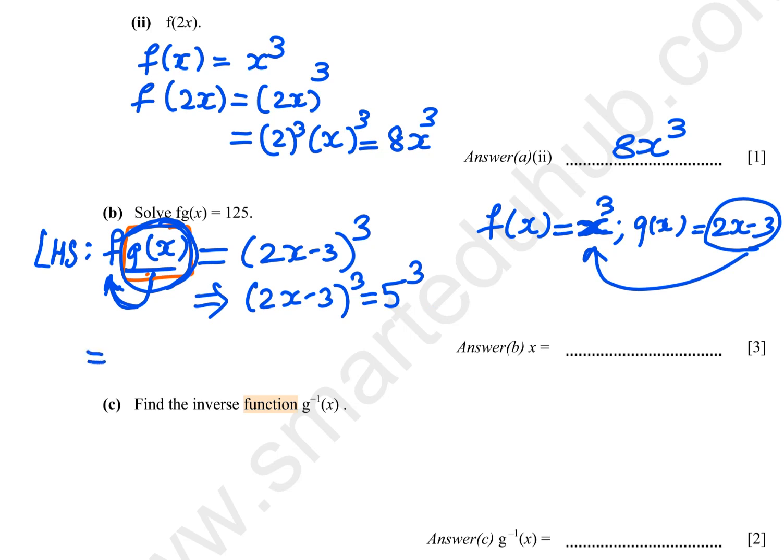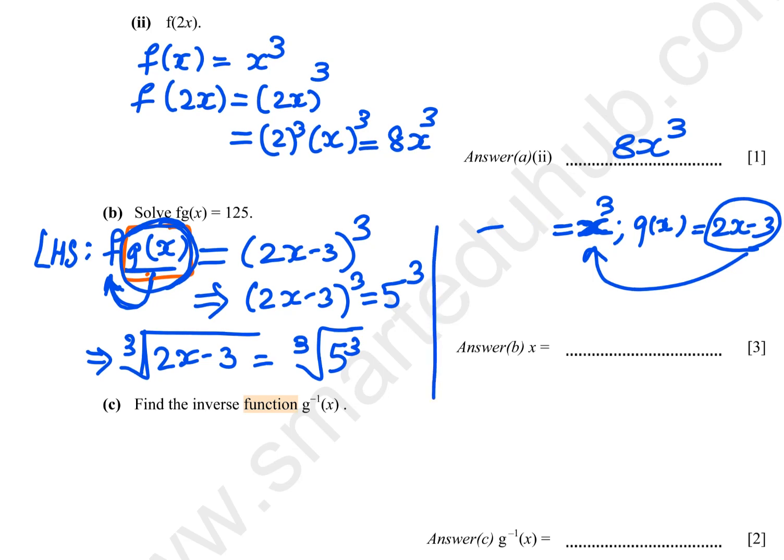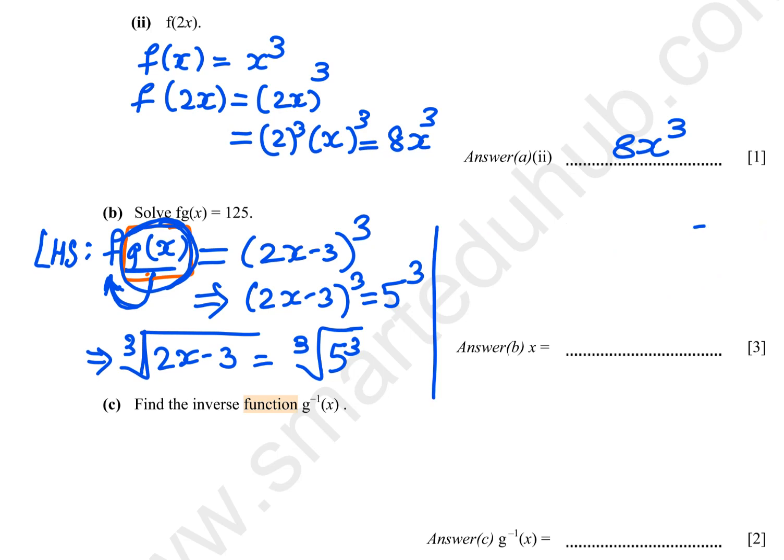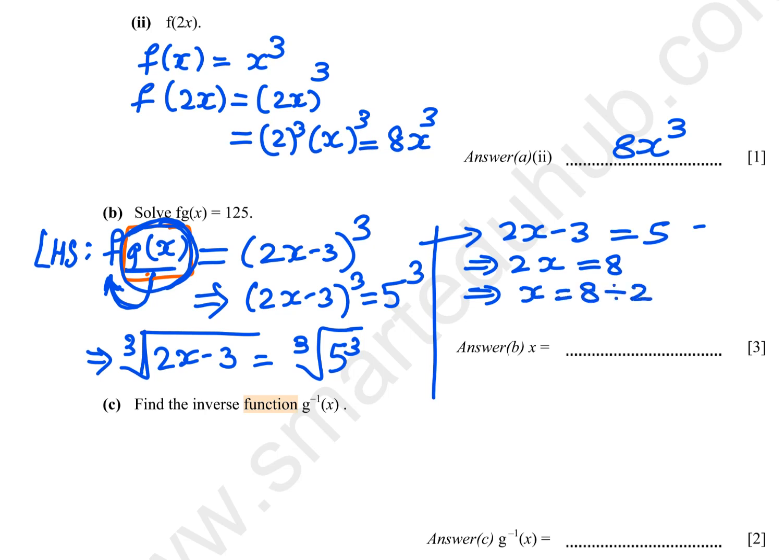So if I want to find the value of x, what do I do? I take the cube root of 2x minus 3 and I take the cube root of 5 cube. So what do I get then? I simply get, okay, just give me a minute. I'll just erase this quickly. Okay, so what do I get? I get 2x minus 3 equals 5, or this means 2x equals 8, or simply it means x equals 8 divided by 2, which is equal to 4. So this is my 4.